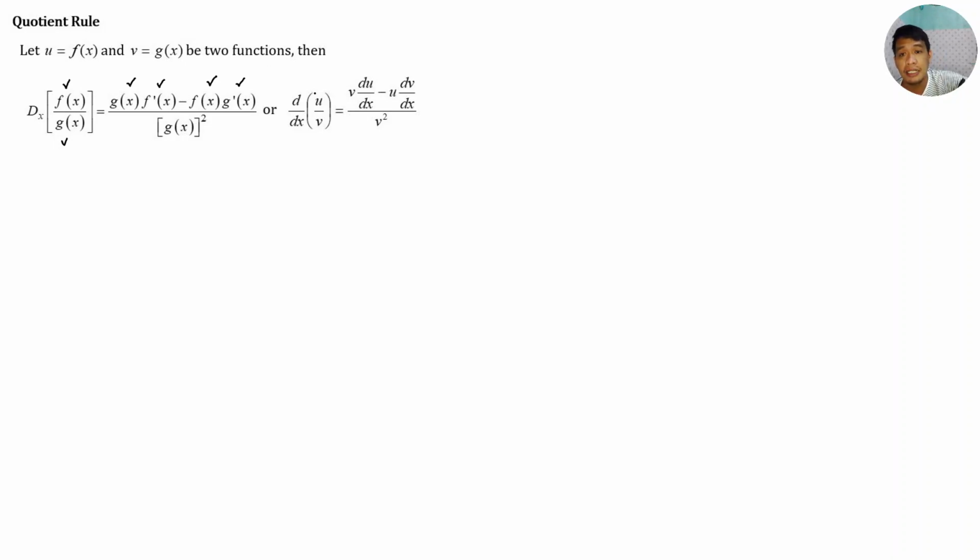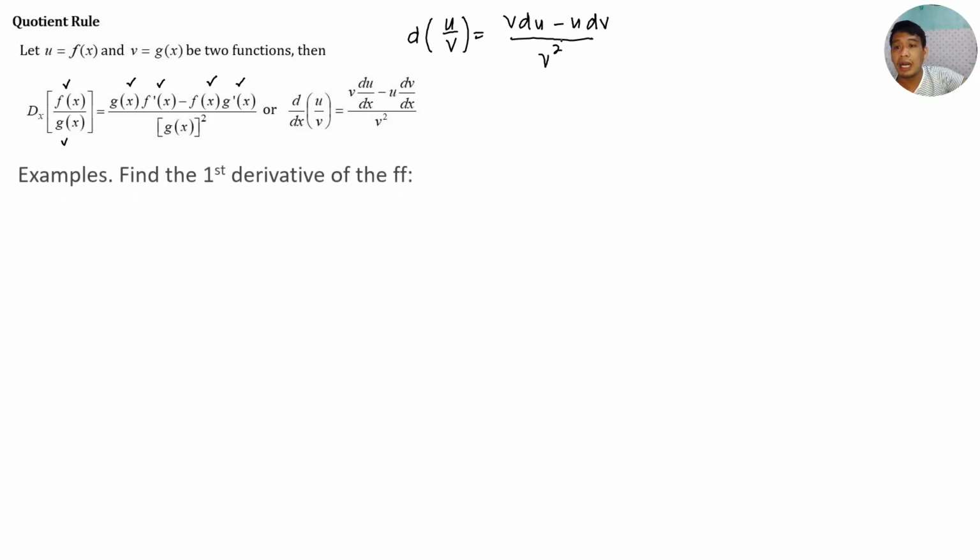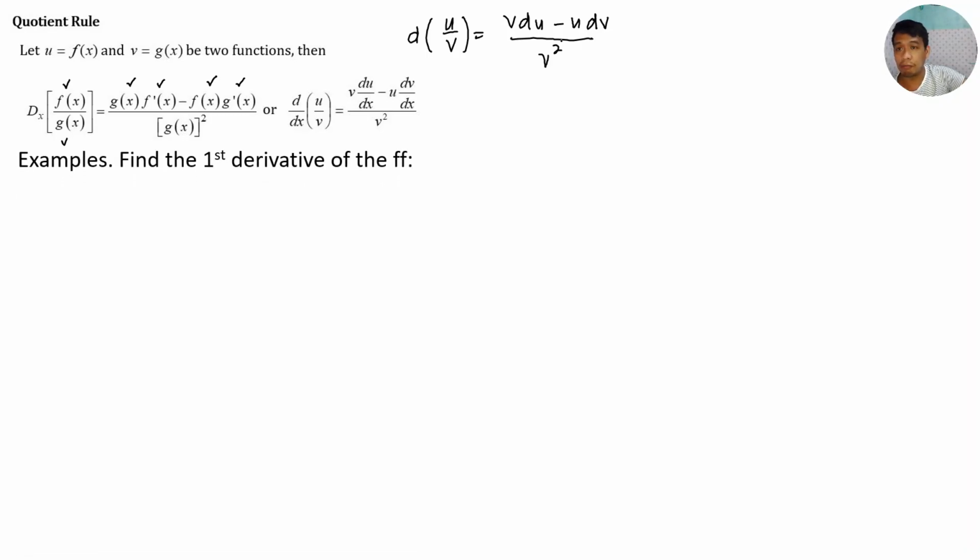Or simply, since u is set to f of x and v is g of x, then that is equal to v du minus u dv over v squared. We can rewrite the formula as the derivative of u over v is v du minus u dv all over v squared para mas madali nating ma-memorize yung ating formula. So let's try to illustrate this formula.